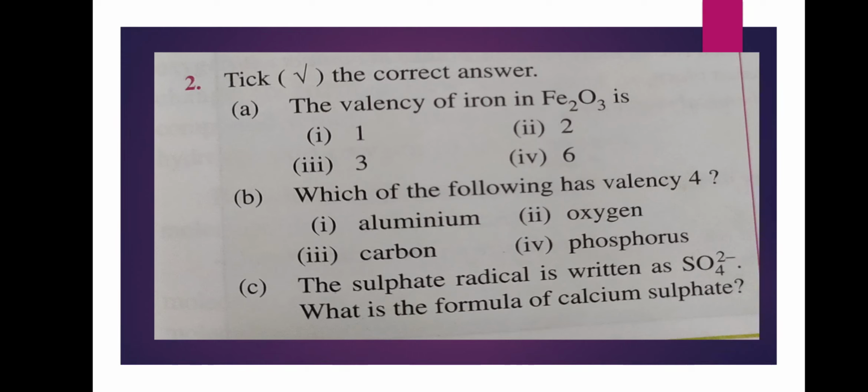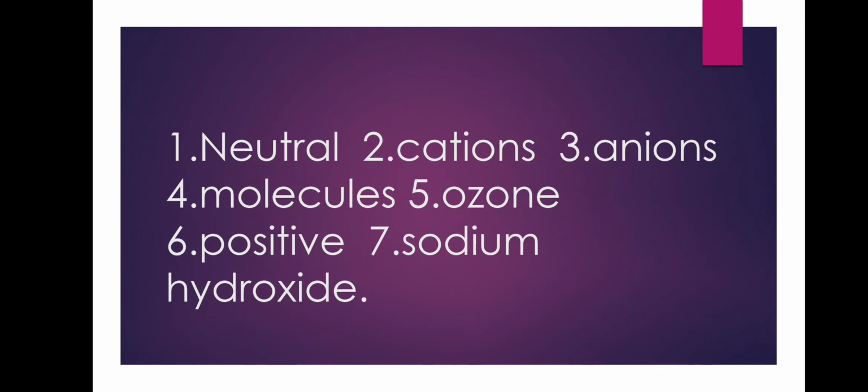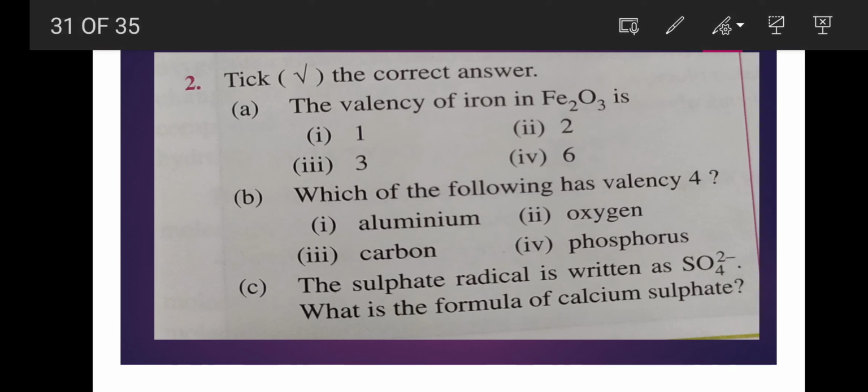The valency of iron in Fe2O3 is. So what will be the valency of iron here? 3. So here it will be 3. The valency of iron in Fe2O3 is 3. Which of the following has valency 4? Which one? Carbon. Okay. The sulfate radical is written as SO4 2 minus.